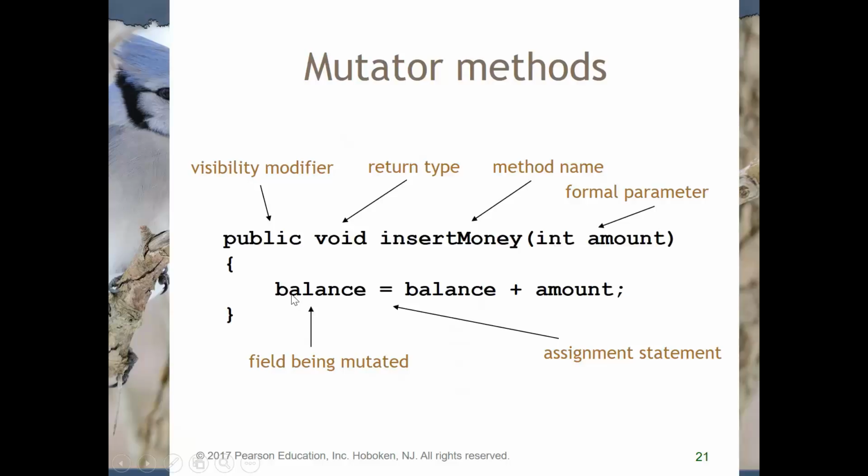So then it's going to take the field that's being mutated, and it's going to equal whatever its current value is, plus the value that was just passed in. Then it's going to stuff it back in here. Balance would then be defined up here somewhere in the class.